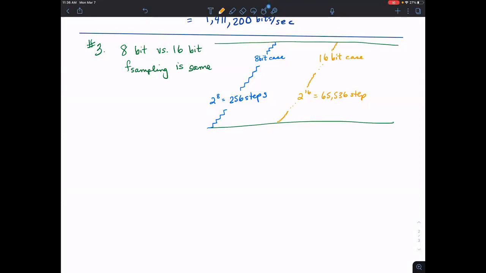So that's what we mean when we say the 16-bit signal has much finer amplitude resolution than the 8-bit signal. Just more possible amplitudes that you can assign the different values of your wave.